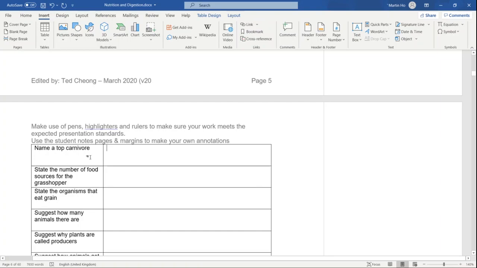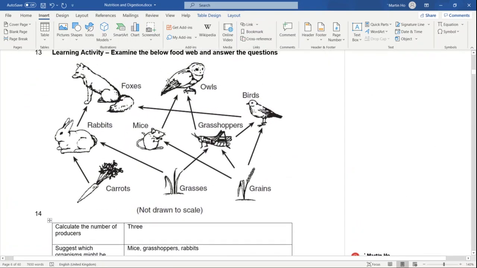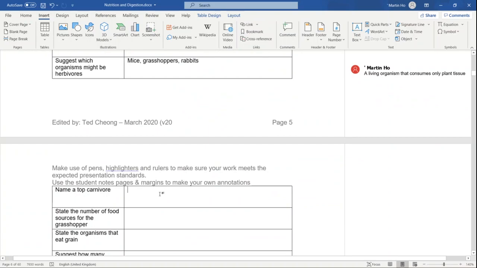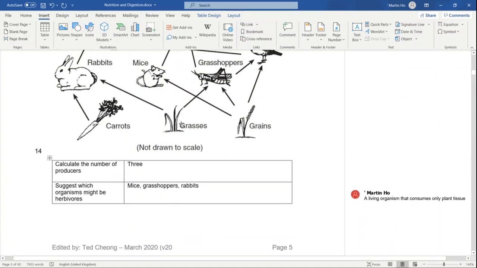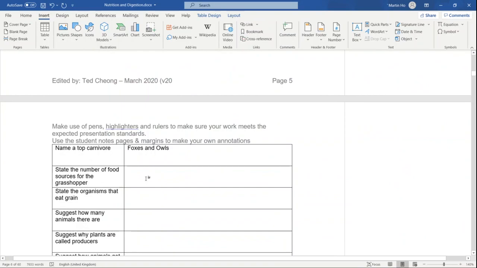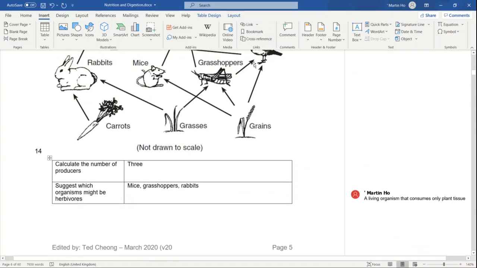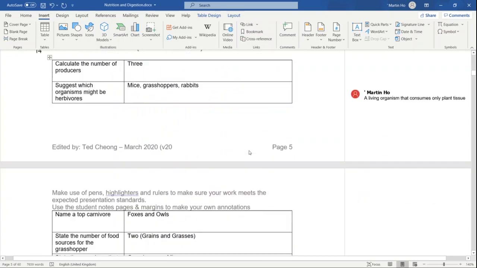Name a top carnivore, so the top of the food chain. We have 2 actually. We have foxes and owls. They are not eaten by anything else. State the number of food sources for the grasshopper. Grasshoppers eat 2 things, grains and grasses. State the organisms that eat grain. We know grasshoppers do. Additionally, mice and birds are also eating the grain.